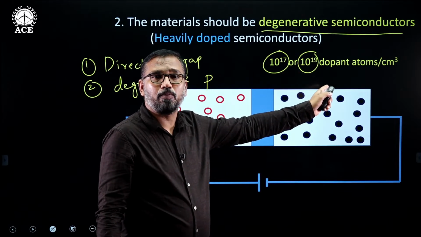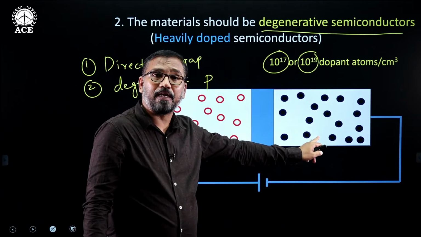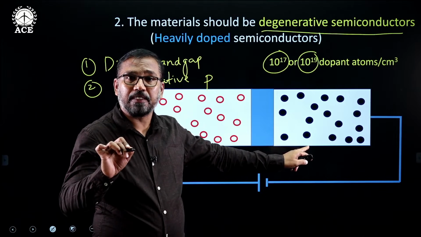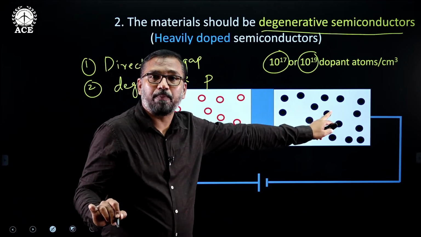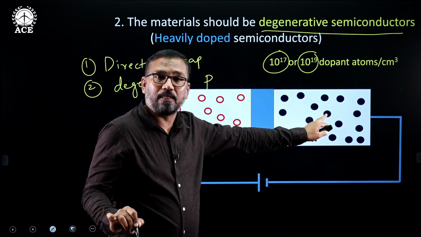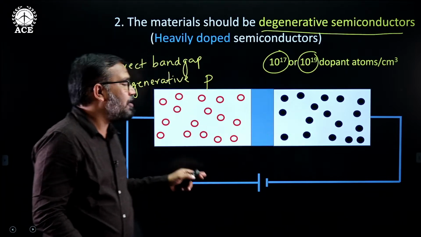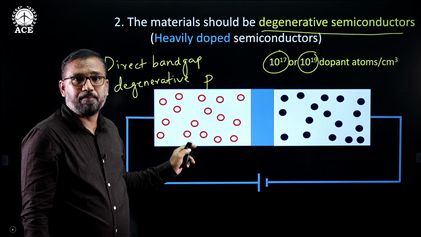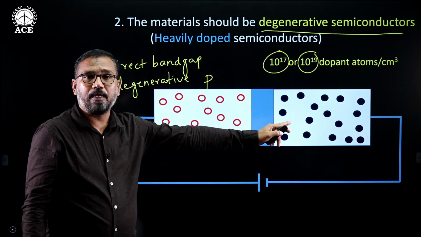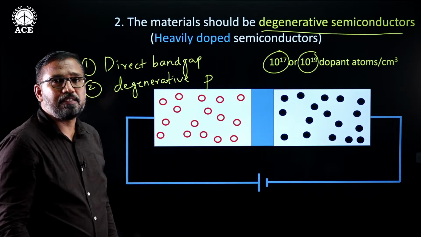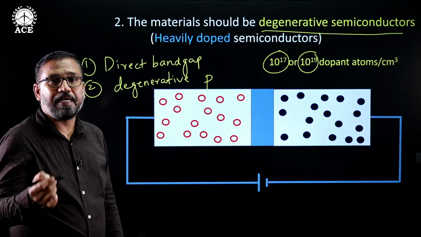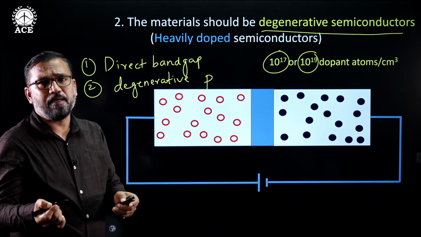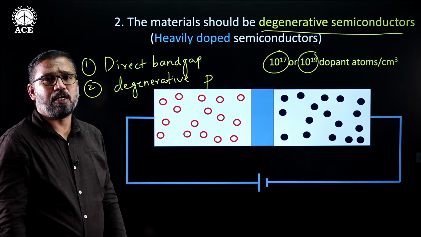Similarly for n-type, 10 to the power of 17 or 10 to the power of 19 dopants. To get an n-type semiconductor, we dope with pentavalent impurities into the tetravalent material. When we dope trivalent impurity, we get p-type, where holes are more, and in n-type electrons are more. So a heavily doped p-type and a heavily doped n-type semiconductor are brought into contact, and we form a heavily doped p-n junction diode.